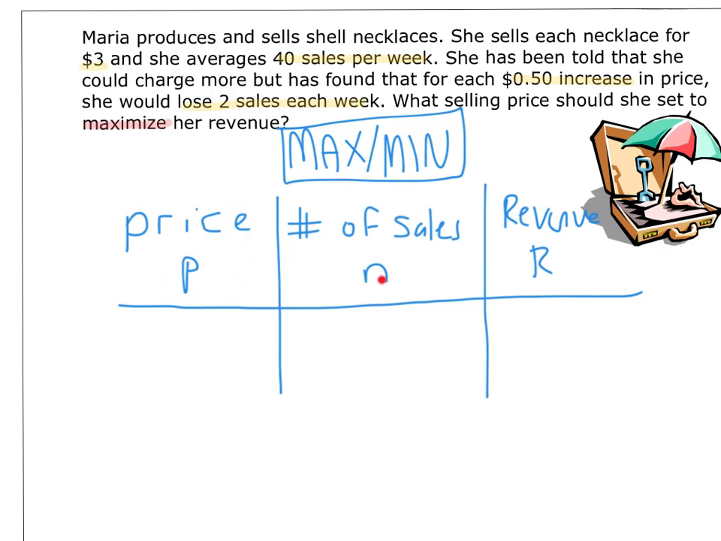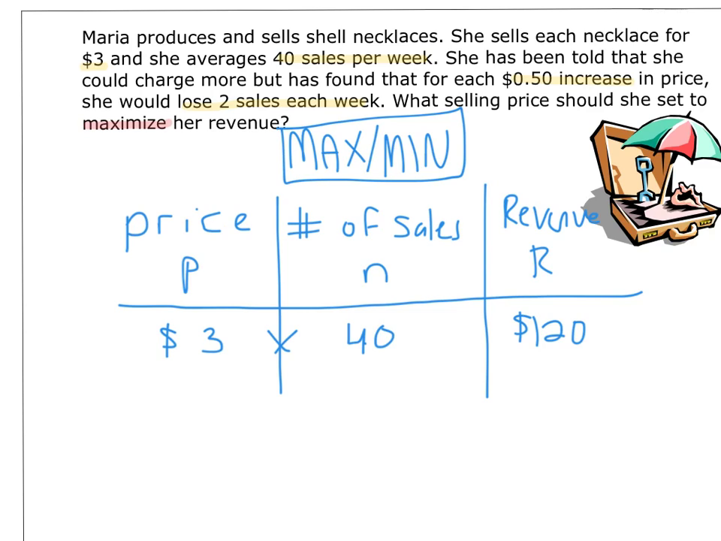I have price, the number of sales, and the revenue. So let's start off with what Maria is already selling. She sells a necklace for $3. So when the price is $3, she makes 40 sales. So her revenue is how much she gets in total, which is $120, 3 times 40.